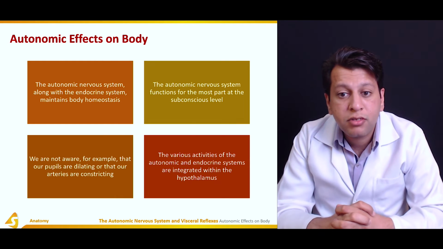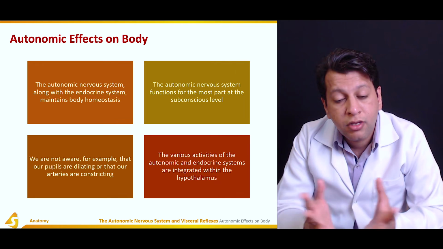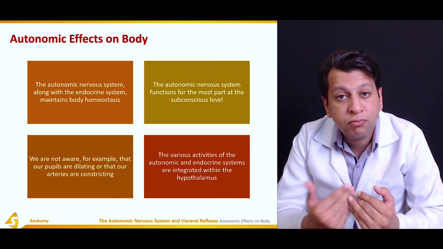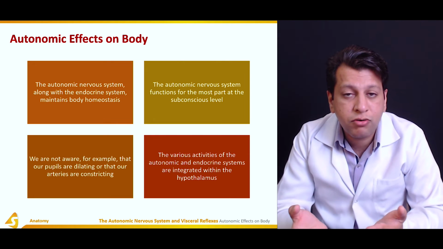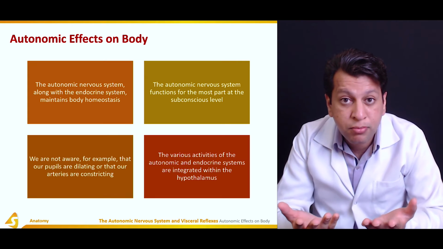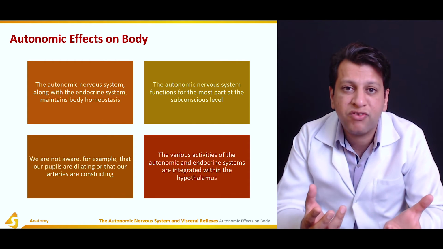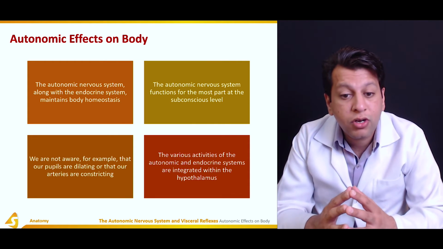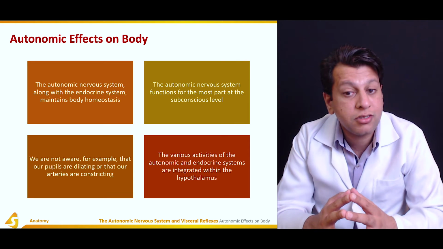The autonomic nervous system functions for most part at the subconscious level. For example, we don't need to instruct our heart to beat fast or beat slow. It happens all the time. We don't need to instruct our pupils to constrict or to dilate because they dilate or constrict depending upon what kind of impulses are coming. We are not aware, for example, that our pupils are dilating or that our arteries are constricting.